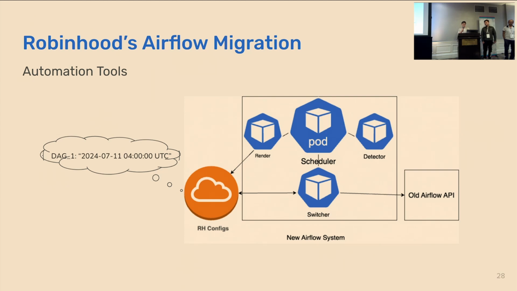The switch container will check this DAG in the old Airflow system via the Airflow API. Once it completes the last DAG run before the cutoff date, the switcher will automatically pause it in the old system and activate it in the new Airflow system. Meanwhile, the detect container checks this migrated DAG's status in the new system, sending alerts or paging us if any failure happens.